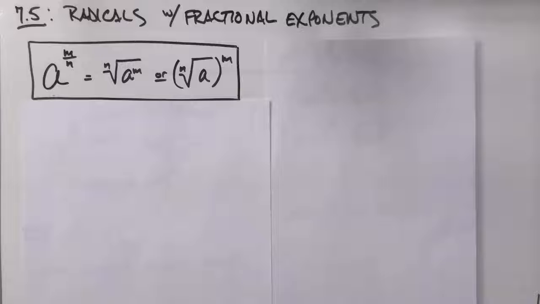And welcome back, Algebra 1 students. More material in Chapter 7 over exponents. Section 7.5 is about radicals and their connection to a fractional exponent. And so let's jump right in.